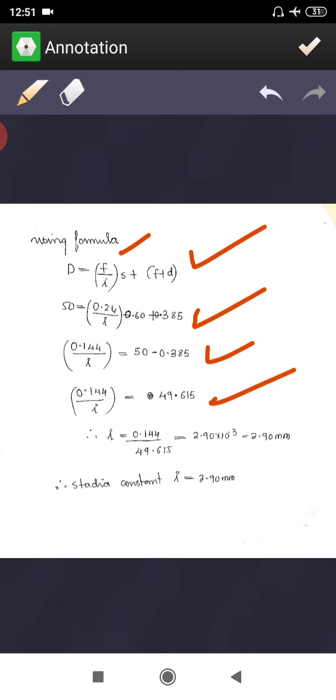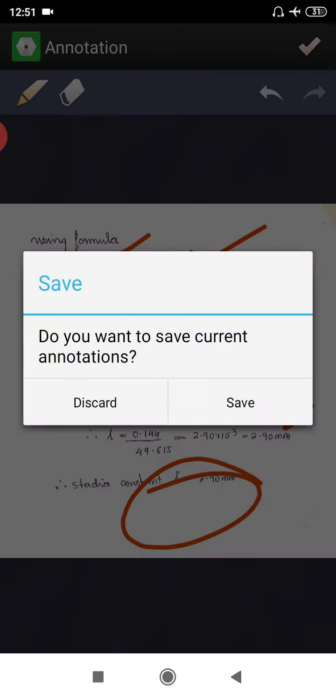49.615. I is equal to 0.144 divided by 49.615, which is 2.9 into 10 raised to minus 3 meters, that is 2.90 mm. So I is equal to 2.90 mm. This is what this problem is.